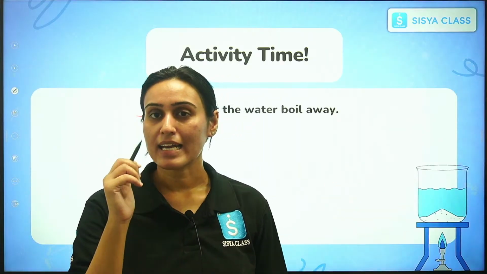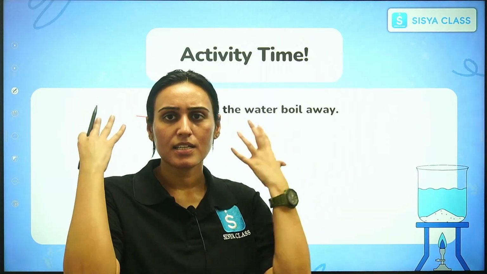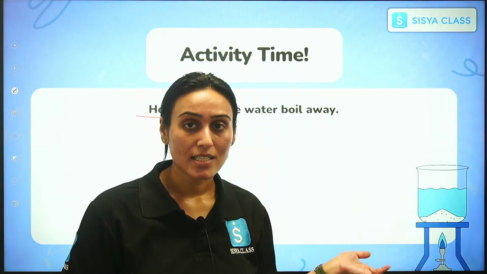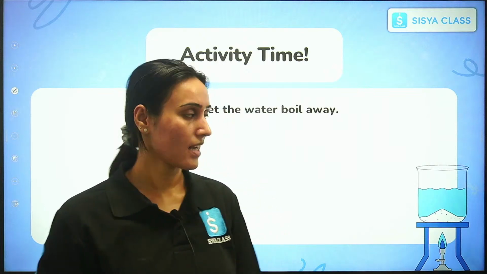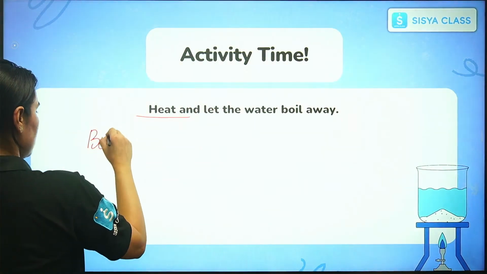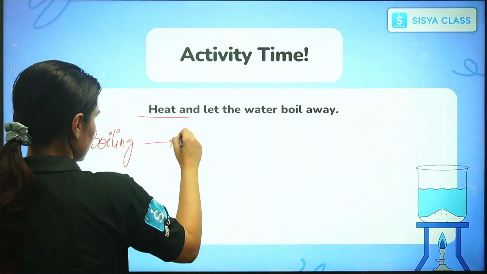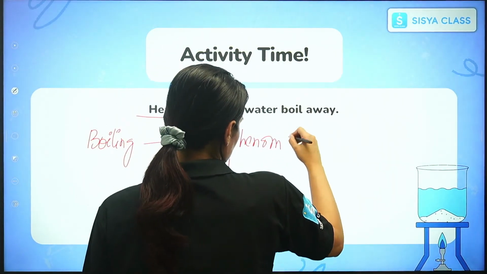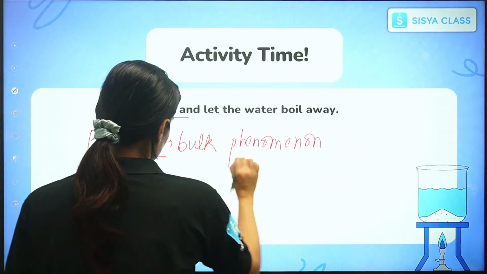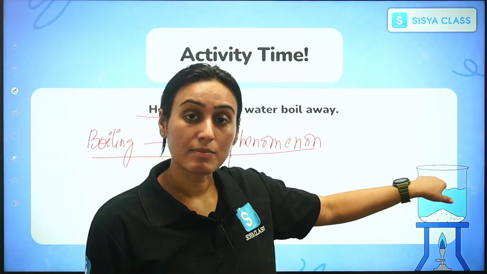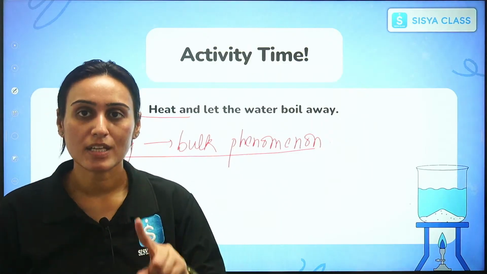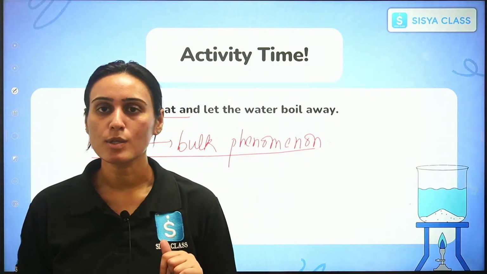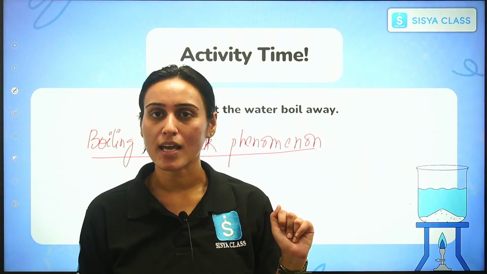Boiling, on the other hand, is the bulk phenomenon. The particles from the bulk of the medium are also turning into vapors. It is comparatively fast because you are heating it, obviously, right? So boiling is a bulk phenomenon. Particles from the bulk of the liquid are turning into vapors, right? In evaporation, only the surface particles were turning into vapors. There is a difference between boiling and evaporation.